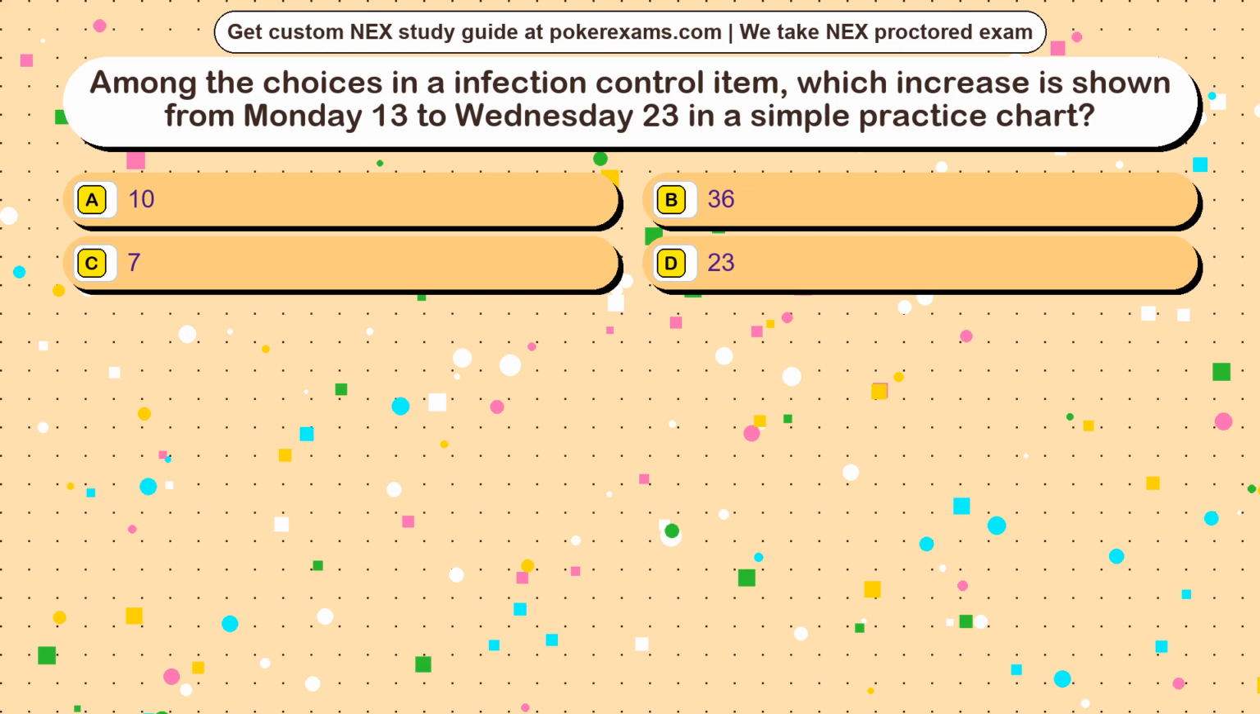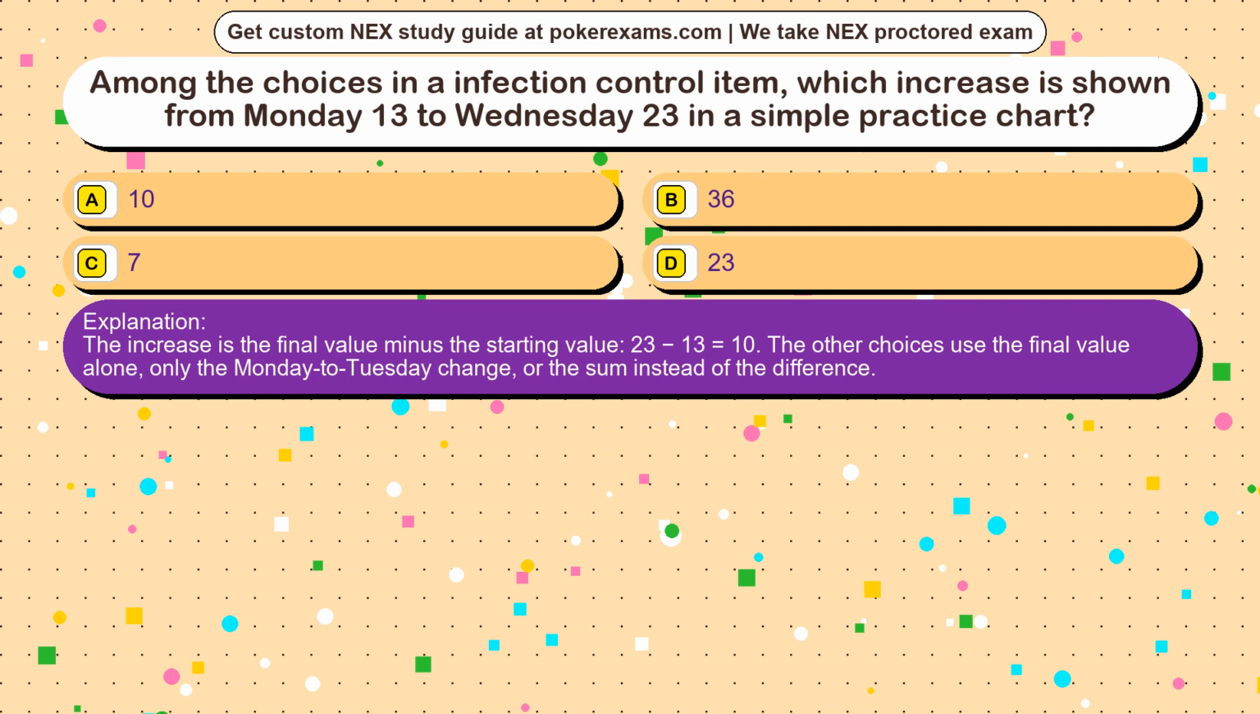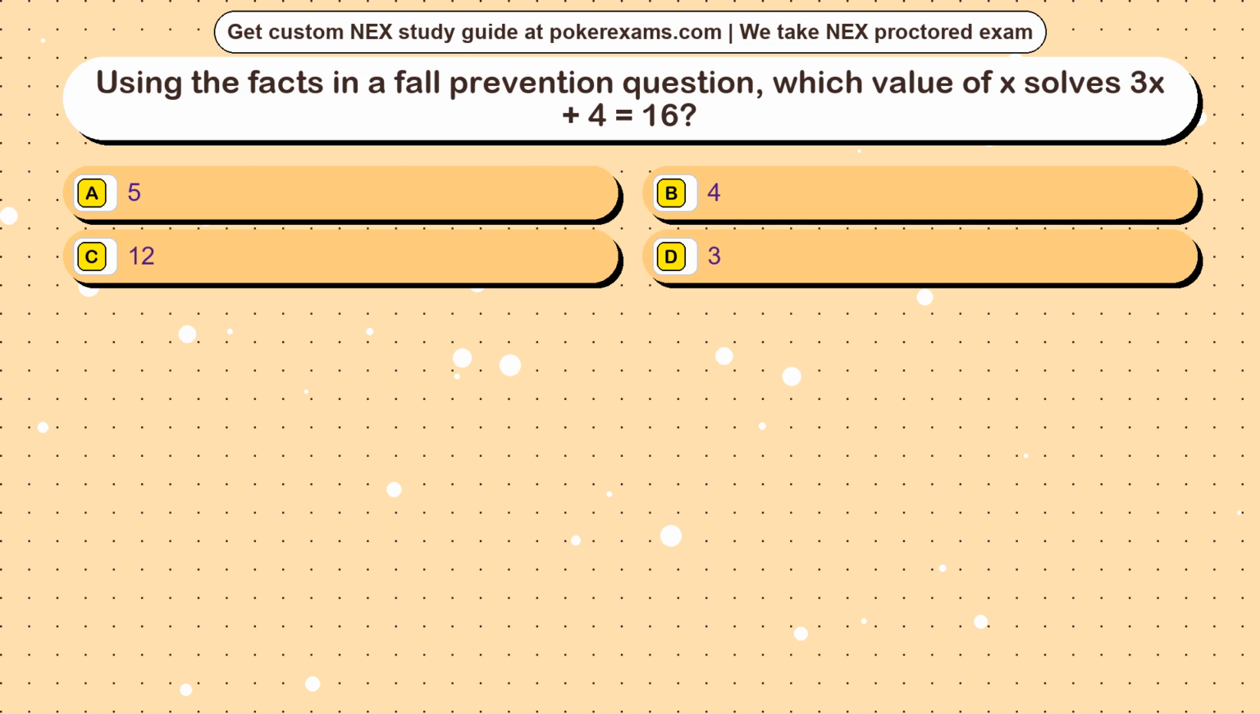The correct answer is option. The increase is the final value minus the starting value, 23 minus 13 equals 10. The other choices use the final value alone, only the Monday to Tuesday change, or the sum instead of the difference. Question 16. Using the facts in a fall prevention question, which value of x solves 3x + 4 = 16?